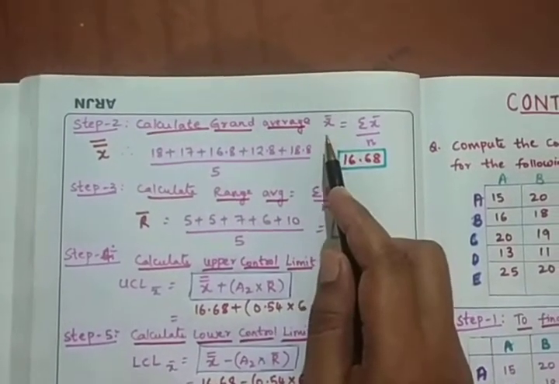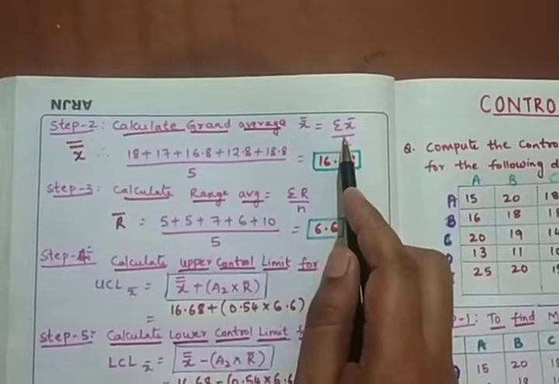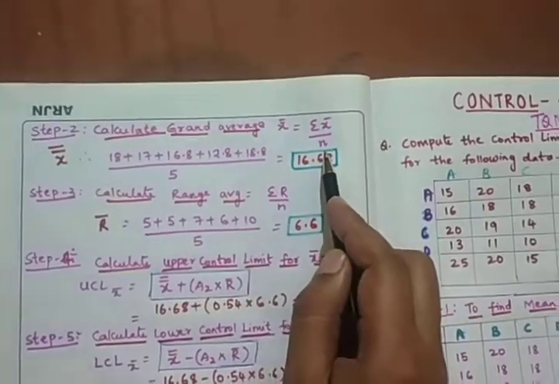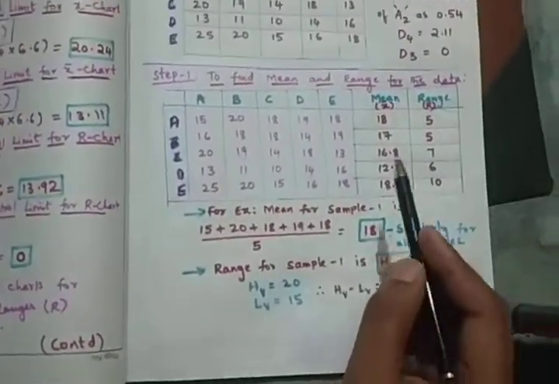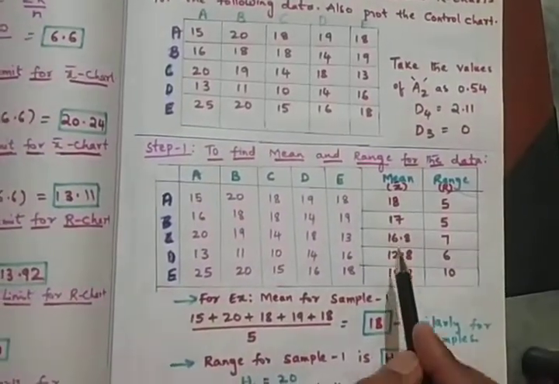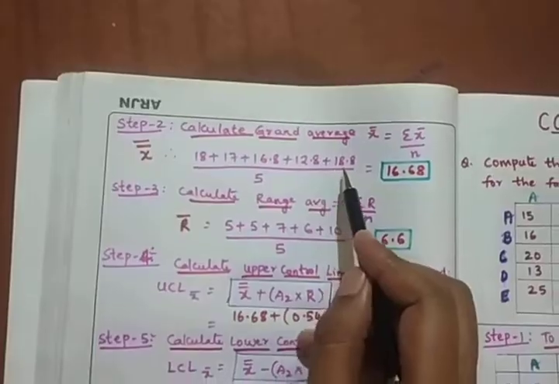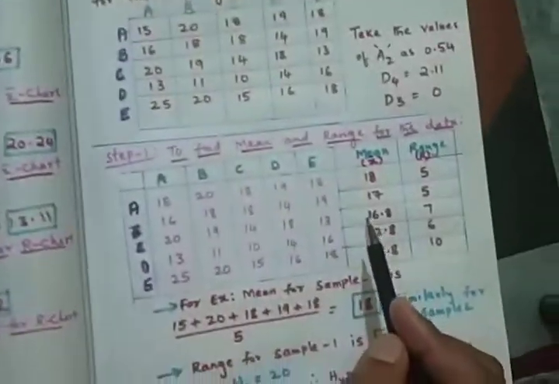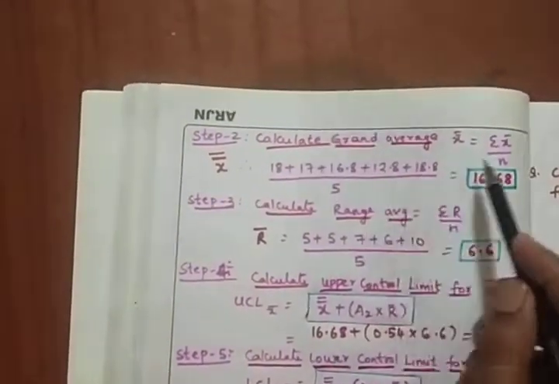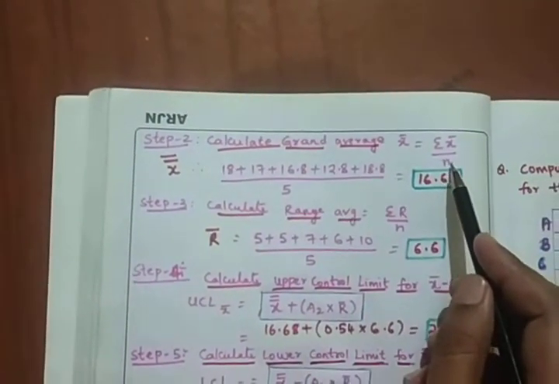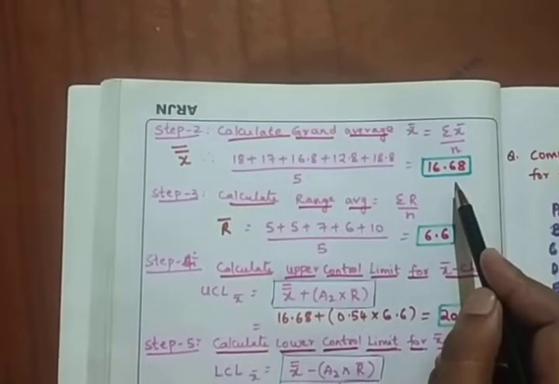To calculate X double bar, you have a formula: sum of the means upon n. So for the sum of the means here, you add up all these values: 18 plus 17 plus 16.8 plus 12.8 plus 18.8, upon how many you have? 1, 2, 3, 4, 5, right? So that is what I have done. Sum of all the mean values upon n number of observations will give you the grand average.